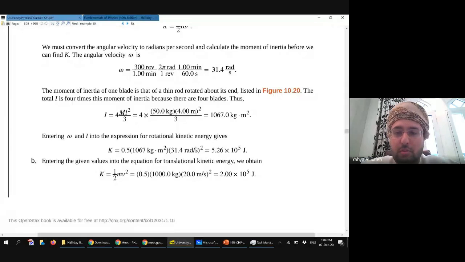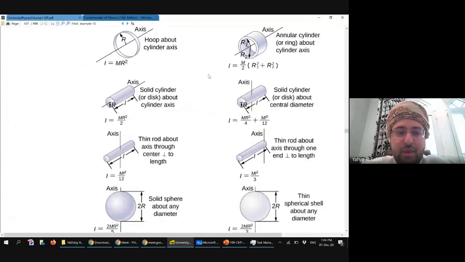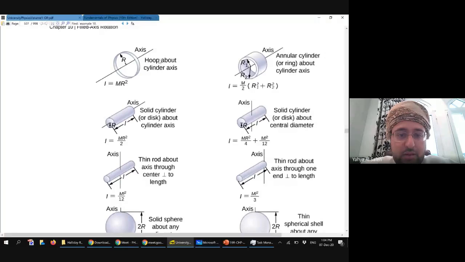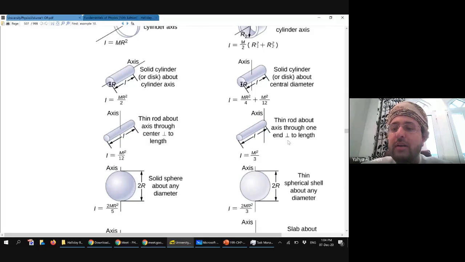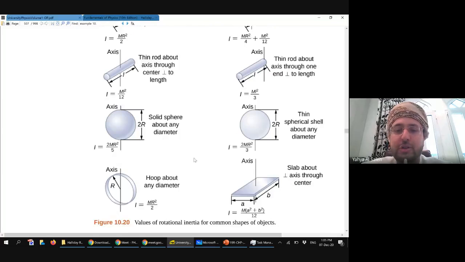Okay, so let's go to figure 10.20 and see if we have something ready or if we need to use the parallel axis theorem. Thin blade. So a thin blade is basically a rod. Solid cylinder, no. Thin rod about axis in the center, no. ml squared over 12 plus mh squared, but they have already done this for us. Thin rod about axis through one end perpendicular to the length. It is ml squared over 3. So I'll just use this directly.